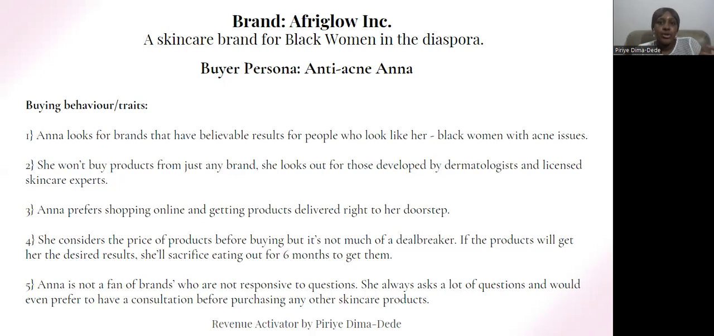If she needs you to have a consultation with her first to look at her skin before you prescribe, you're not going to be receptive to that. So she's not a fan of those kinds of brands. She's going to look for another brand that would be more responsive to questions.